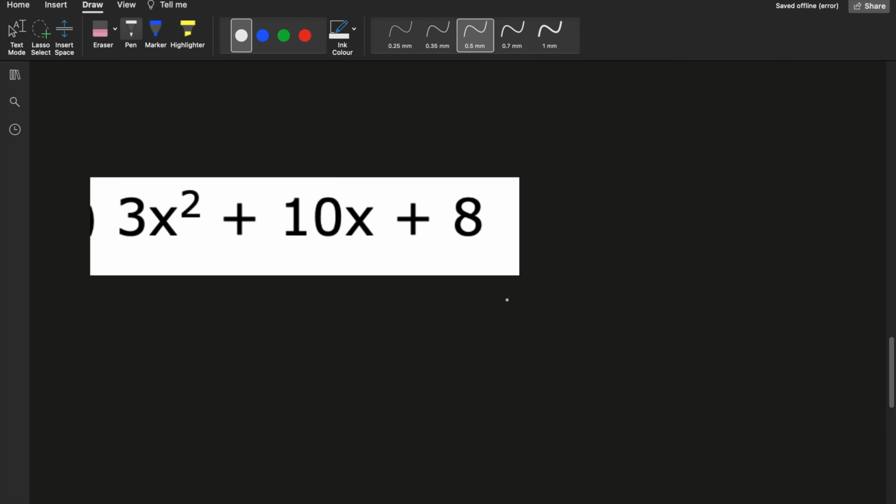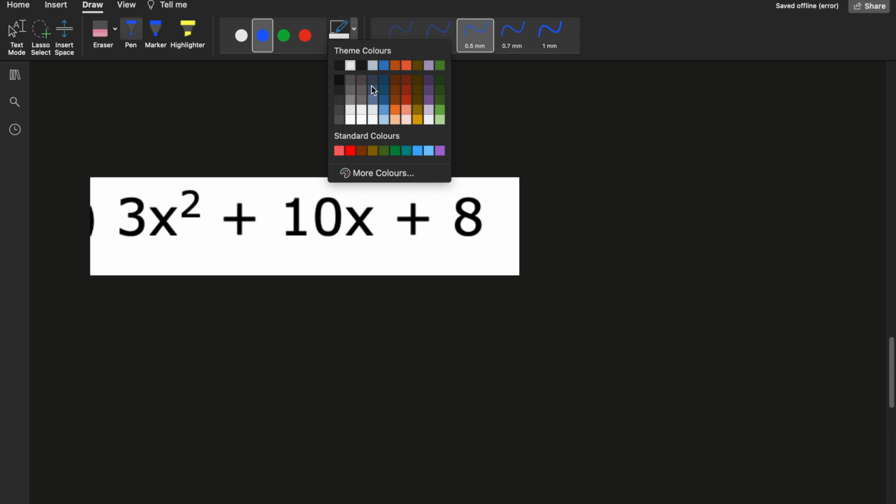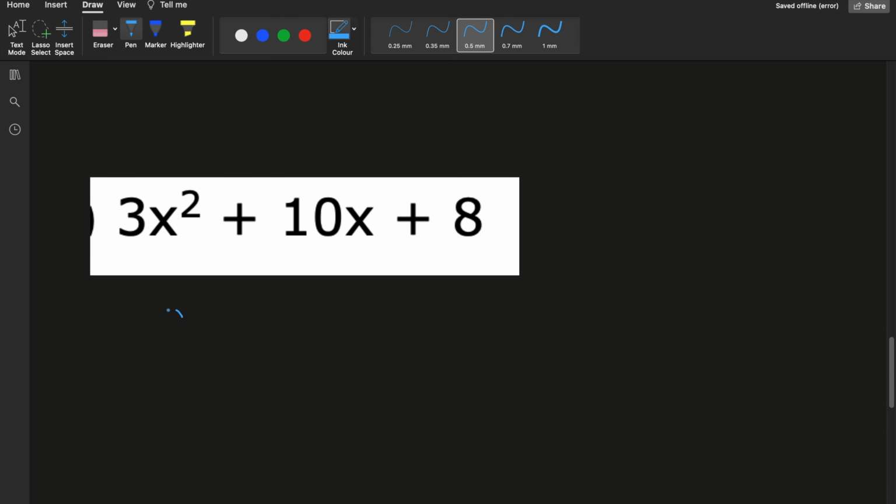Let's solve one more equation. Okay, let's just use this color. That's right. AC equals 3 into 8. That is 24.